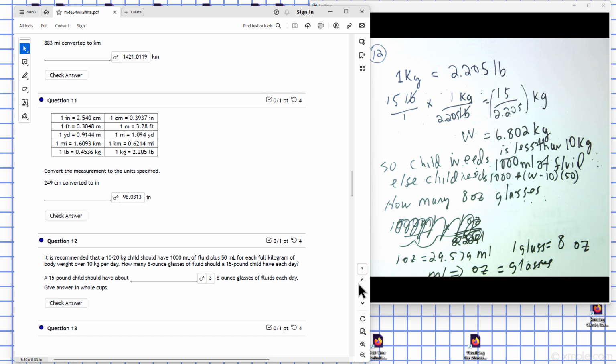So, okay, for this one here, I convert pounds into kilograms, and I get 6.802 kilograms. So the child's weight is less than 10, so they won't need any extra. They're just going to need 1,000, because the number of kilograms over 10 is 0, so they're just going to need 1,000.